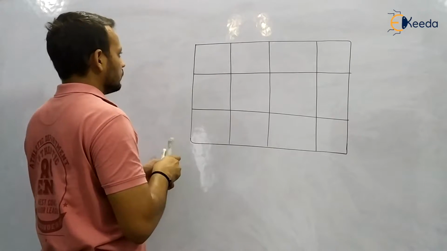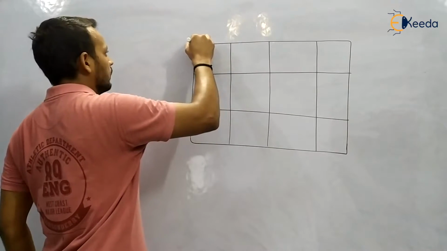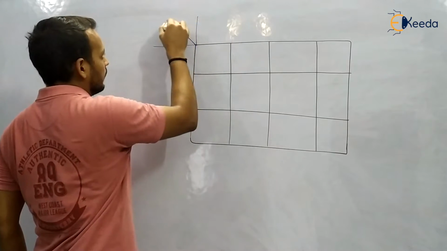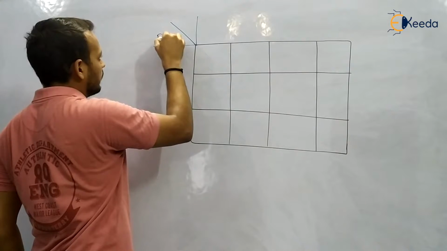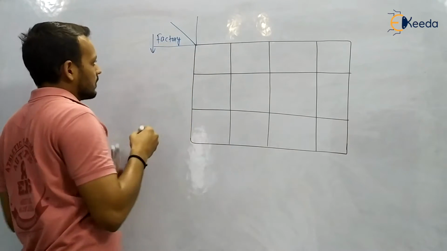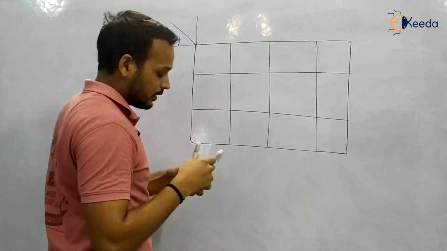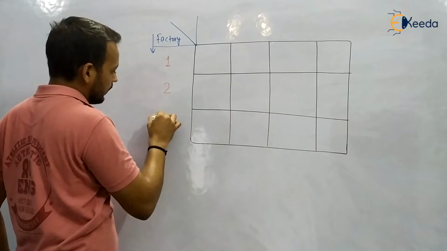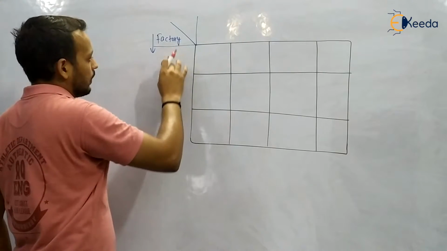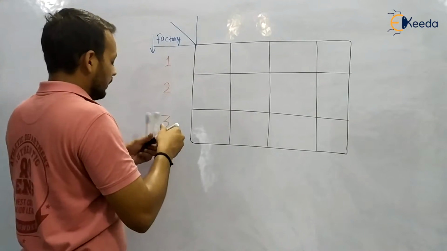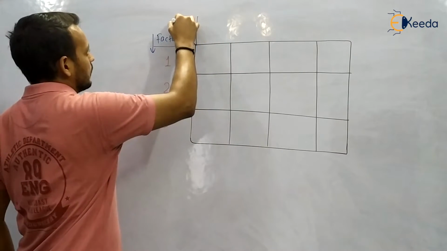Suppose you have got a factory, which is present along this side. We have three factories with us: factory number 1, factory number 2, and factory number 3. And this is the destination, you can say.